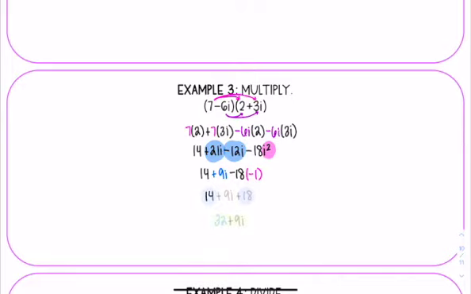So really what we have is 14 plus 9i plus 18, and we can combine like terms one more time with the 14 and the 18, and this ends up giving me 32 plus 9i.